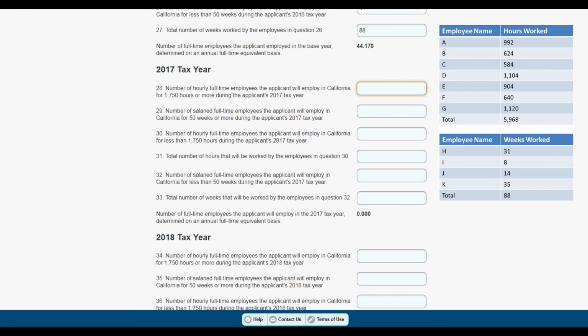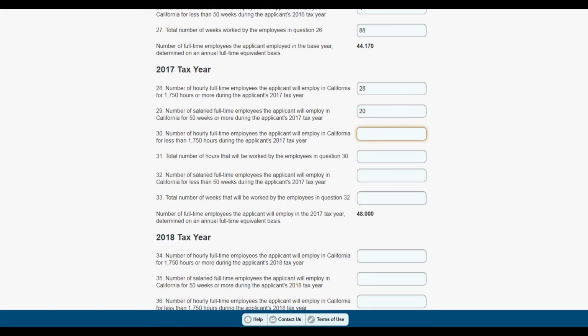Because 6 of these 7 employees will continue to work at the company, we have a net increase of 6 hourly full-time employees, resulting in 28 hourly full-time employees for question 28. Applying the same process to question 29, 3 of the 4 salaried employees will continue working at the company, resulting in 20 salaried employees. Now let's add the new employees.